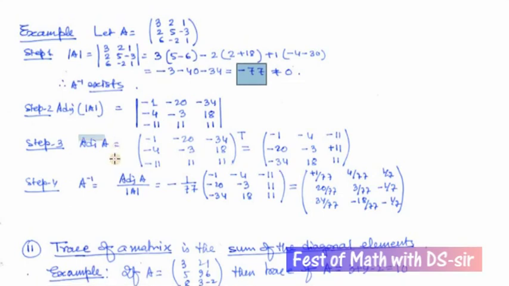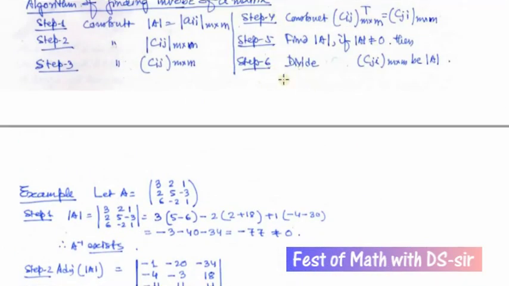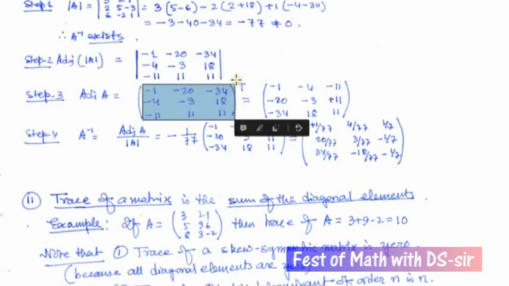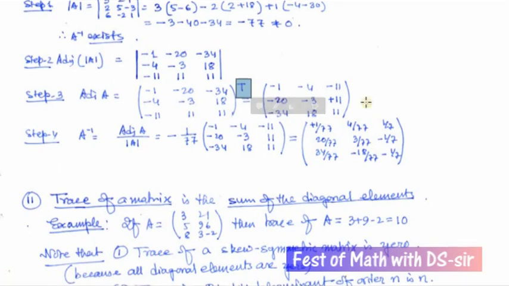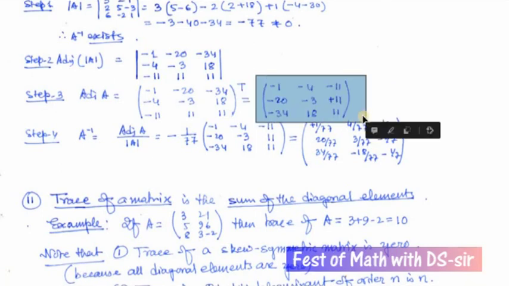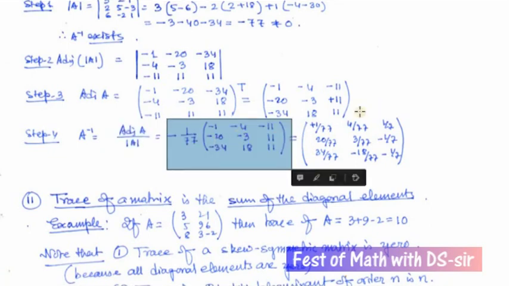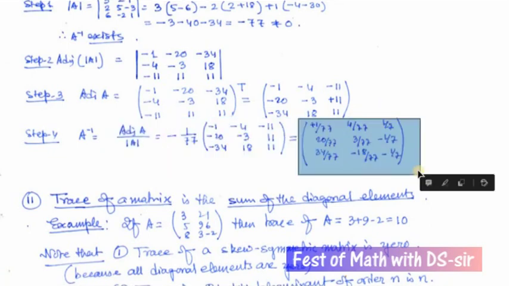After this, adjoint A is calculated. Now see, there were 5 steps, now 4 steps. How did I merge the 4th step with the 3rd step? For adjoint A, I constructed the matrix corresponding to this and the transpose is taken. So the 3rd and 4th are merged here. So A inverse is adjoint A by delta. So 1 by minus 77 you can write in this way, or you can divide all elements by minus 77. Both the results are correct.